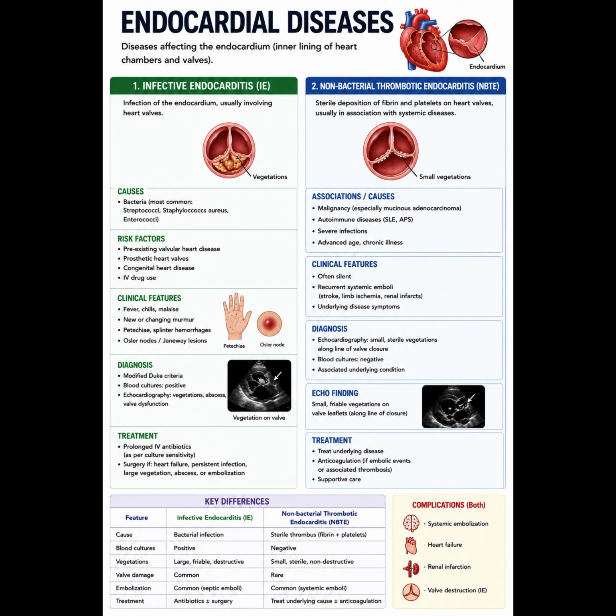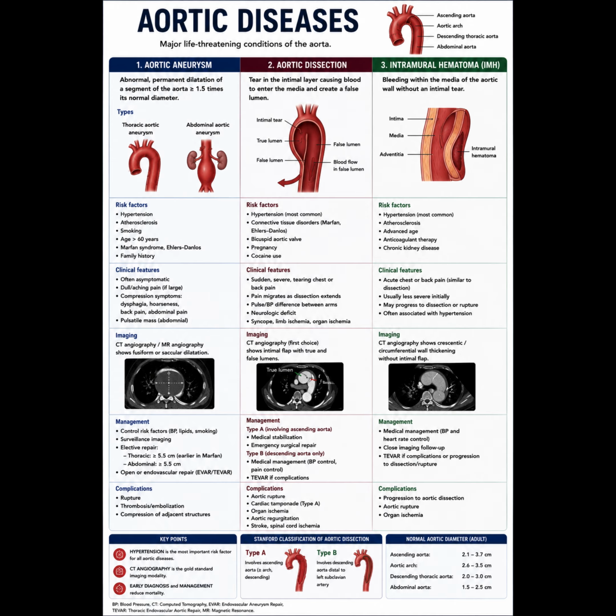Next is endocardial disease. So in that first is infective endocarditis, because of infection of endocardium, usually involving heart valve, because of bacteria, streptococcus, staphylococcus. Symptoms like fever, chill, malaise, new changing murmurs will be there, and treatment will be IV antibiotics and surgery. Second is non-bacterial thrombotic endocarditis, sterile deposition of fibrin and platelet on a heart valve, usually associated with systemic diseases. Symptom: onset is silent and recurrent systemic emboli, and treatment is of the underlying disease.